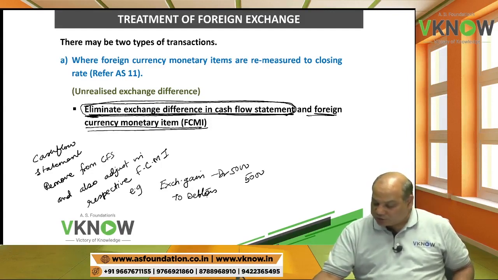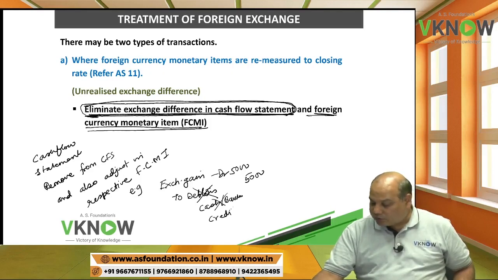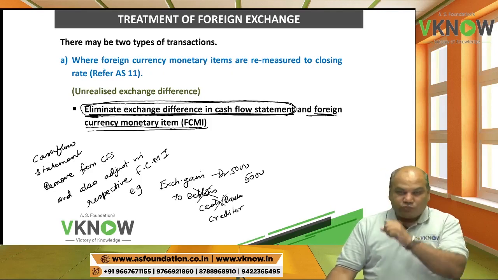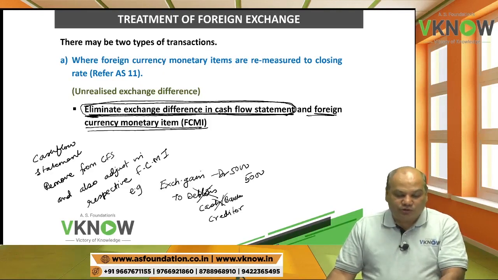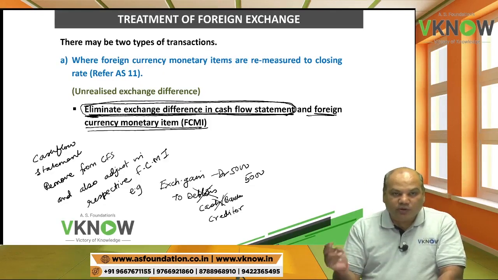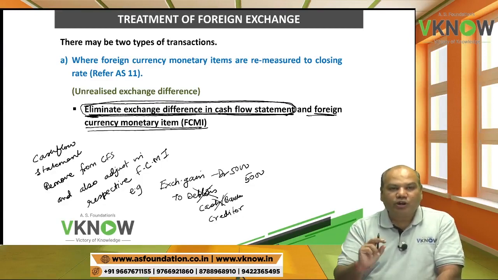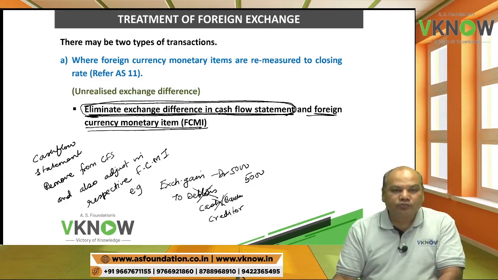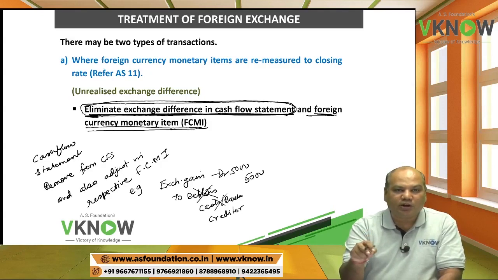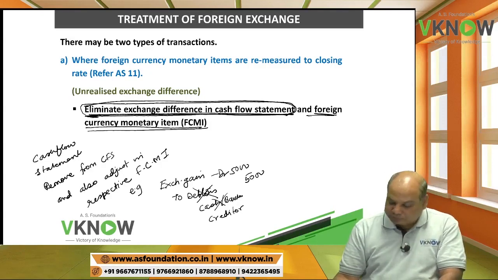If it is cash, then exchange gain to cash or bank. If it is creditor, exchange gain to creditor or creditor to exchange loss. So that means since it is unrealized, it is not a cash flow, it will be removed from cash flow statement with the contra effect in the respective monetary item.